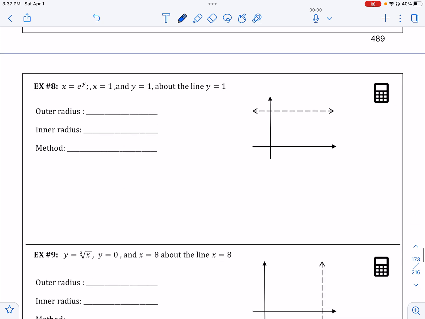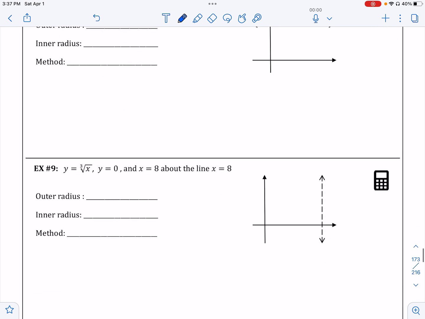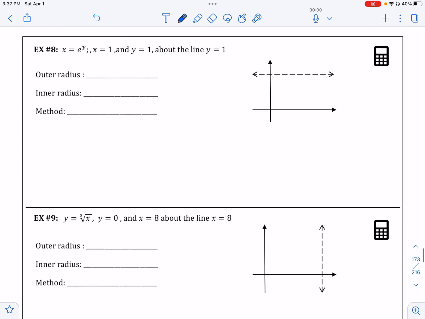Let's do example 8. It's the non-square root function here. Example 8: x equals e to the y, and x equals 1, which is this line here. And y equals 1, well, this is not to scale, but this is the line y equals 1, and x equals e to the y would be something like this.